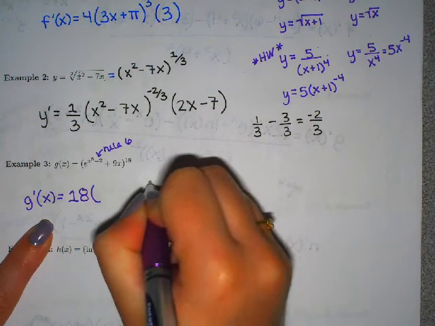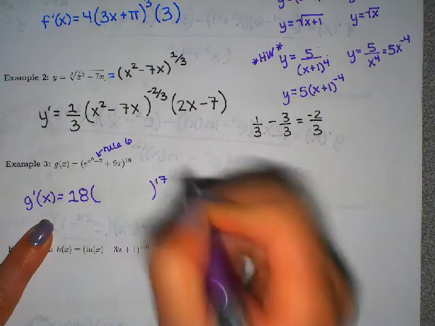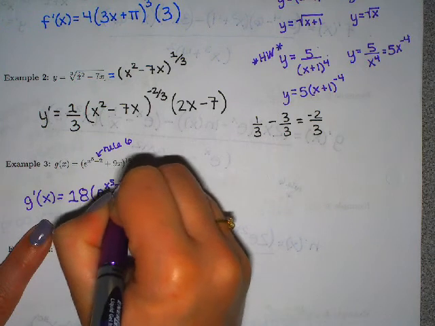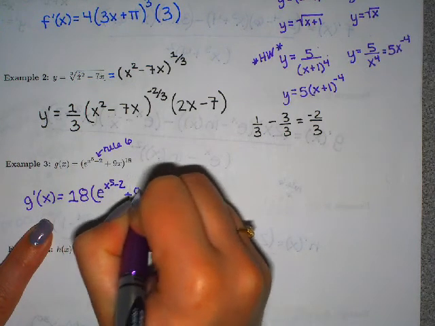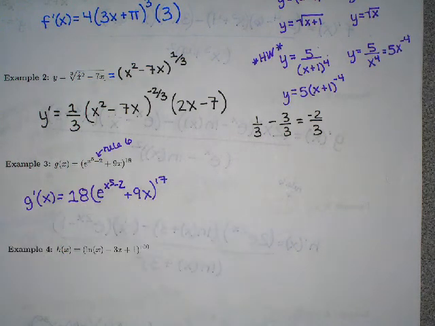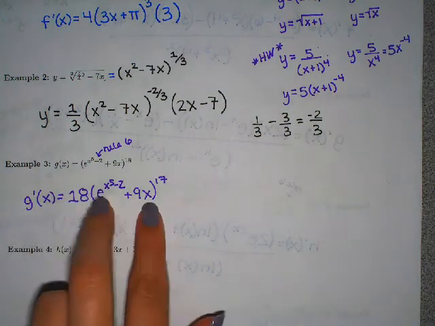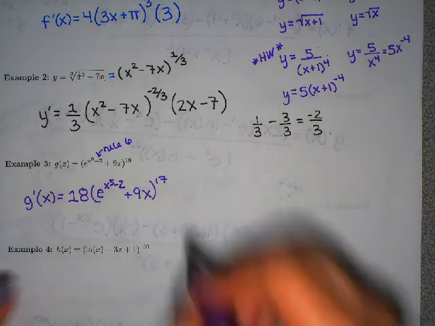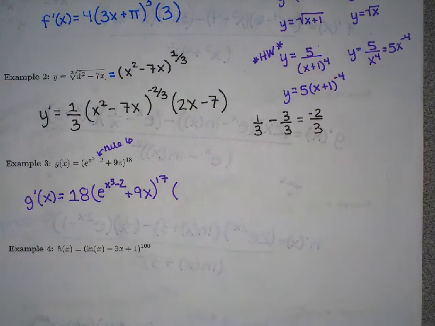I'm going to go for partial credit. I'm going to do the part I know. I'm going to bring down the 18, and I'm going to raise the original inside to a 17. Here I am getting lots of partial credit for at least knowing the pattern, whether I remember Rule 6 or not. Bring down the 18, raise the original inside to a new power 17.